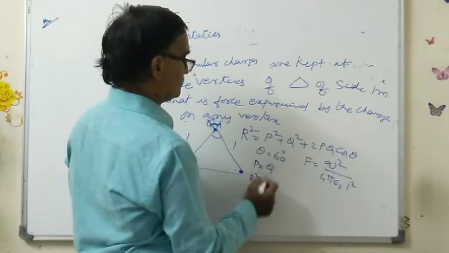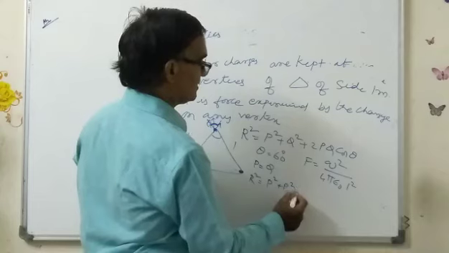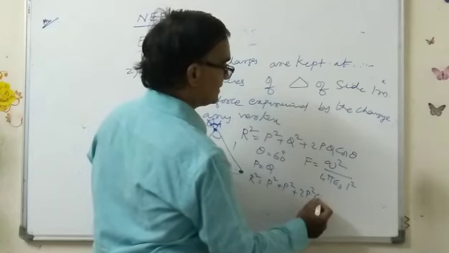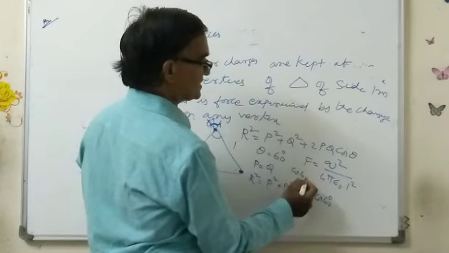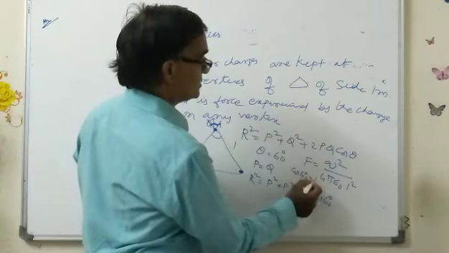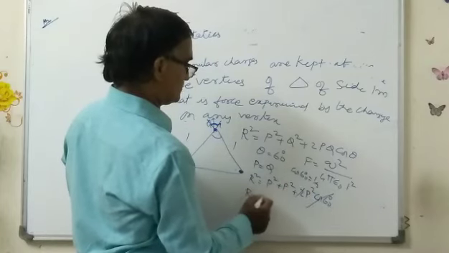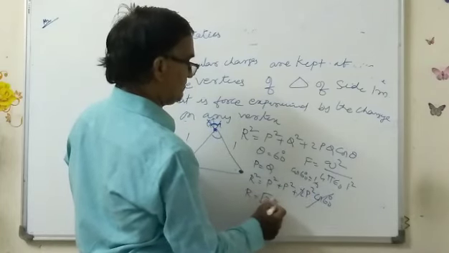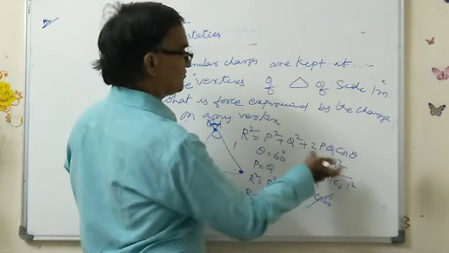R square is equal to, here how much you get? P square plus 2P square cos 60. Cos 60 how much? Half. Cos 60 how much here? Half. So the half gets cancelled. So R is equal to how much you get? Root 3 P. P is nothing but force only here. So root 3 times the force.